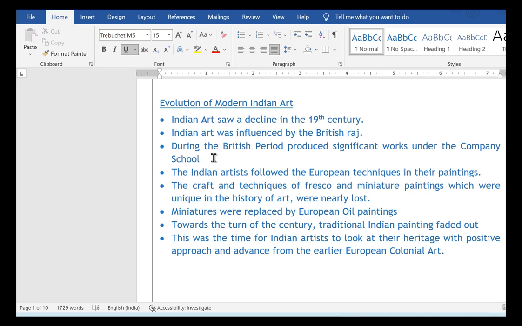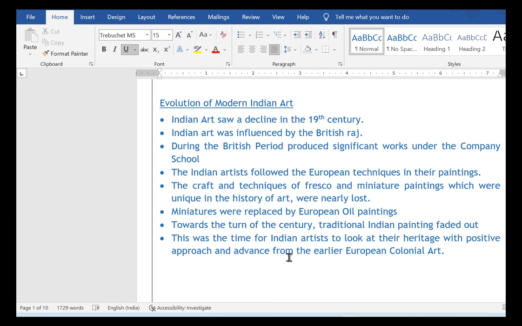A brief note on the evolution of modern Indian art. Indian art saw a decline in the 19th century and they were influenced by the British Raj. During this period, we saw significant works under the company school. Indian artists followed European techniques to do their paintings. The crafts and techniques of fresco and miniature paintings, which was unique to the Indian art history, were nearly lost. Miniatures were now replaced by European oil paintings. Towards the turn of the century, traditional Indian painting almost faded out.